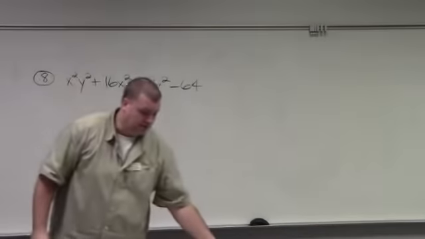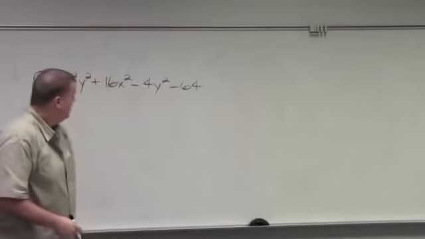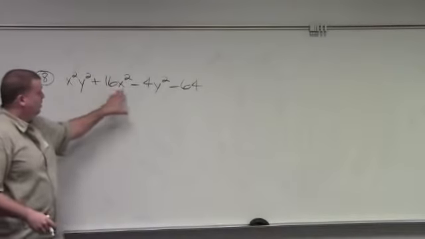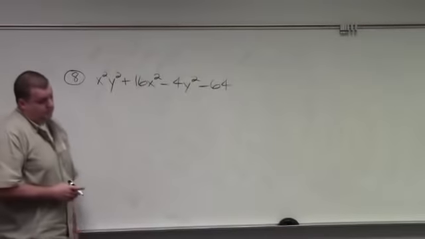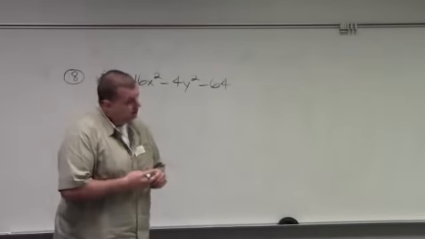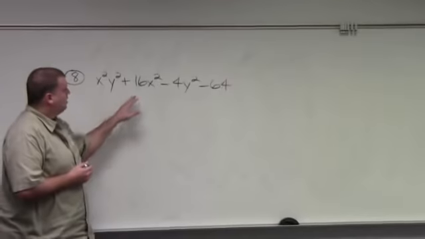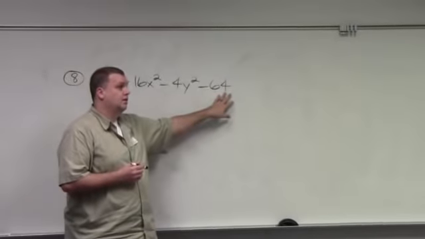First step: is there a greatest common factor? No, we have 4 pieces here. There's nothing common to all 4. How many terms are there? 4. So that tells us we should factor by grouping.